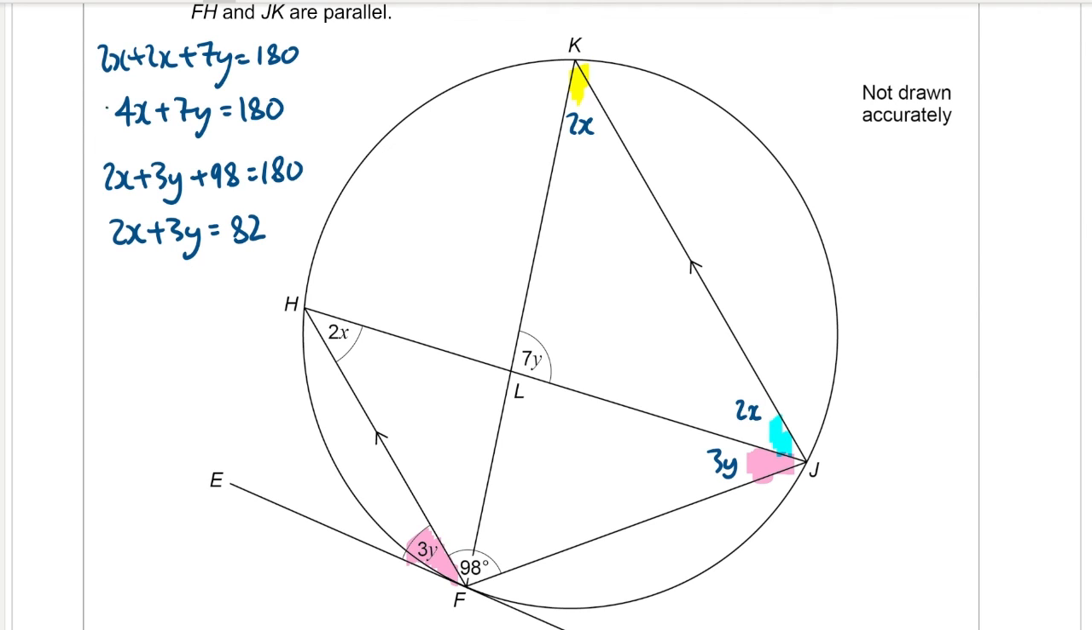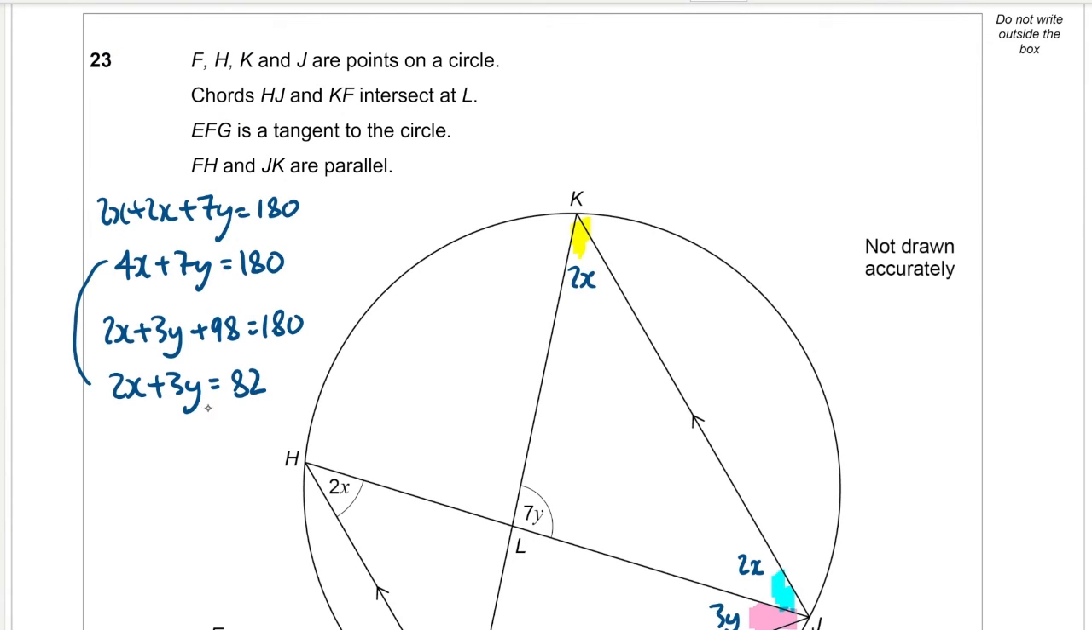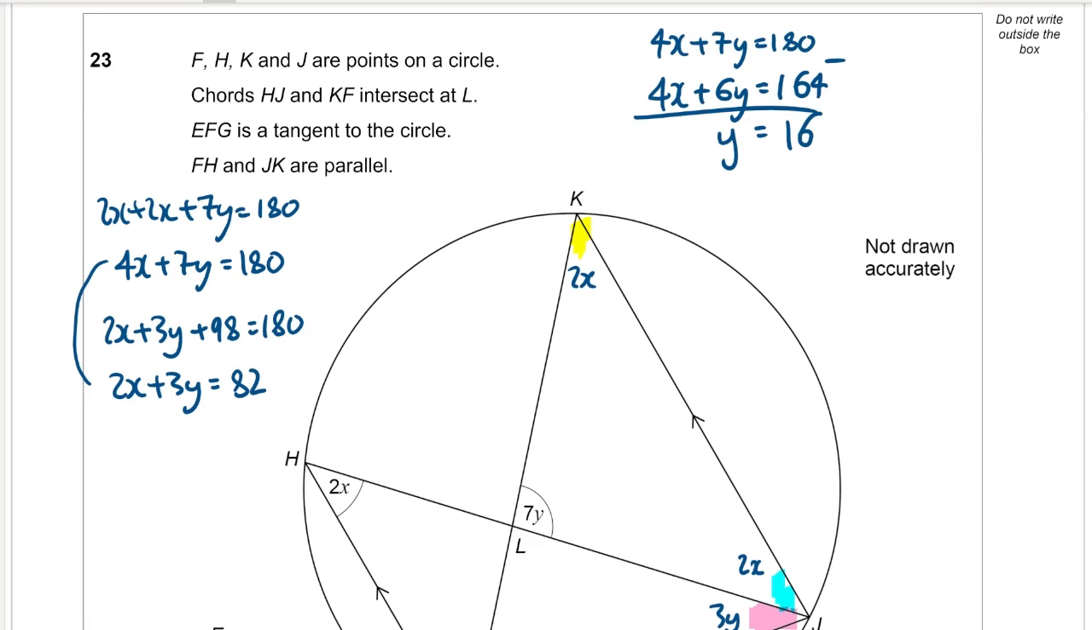So I'm going to need to solve these two simultaneous equations. So let's multiply the bottom one by 2. I'll keep the top one the same, and that's going to line up the x's. And we'll double to get 4x plus 6y is equal to 164. We will subtract to get 1y is equal to 16.